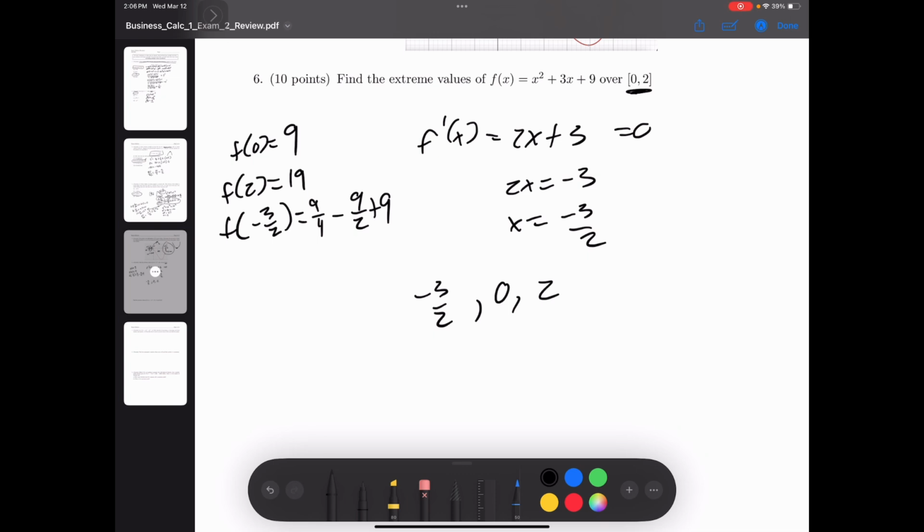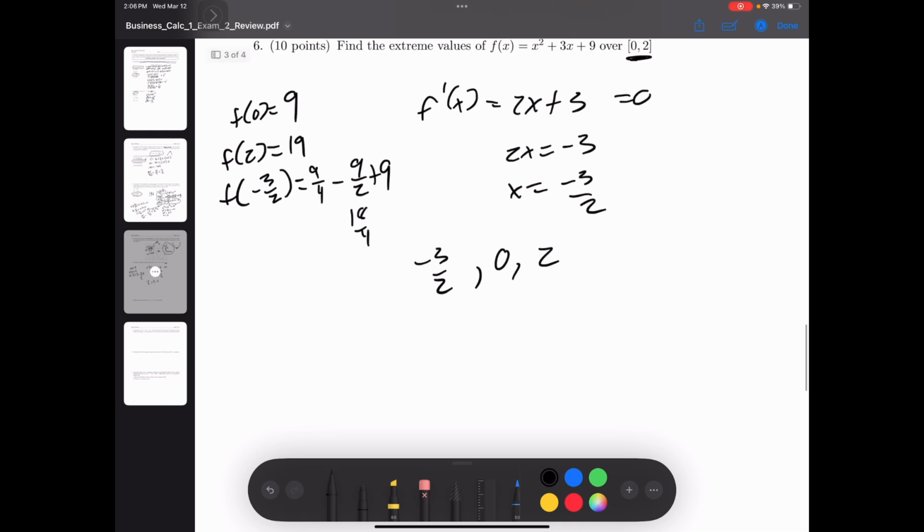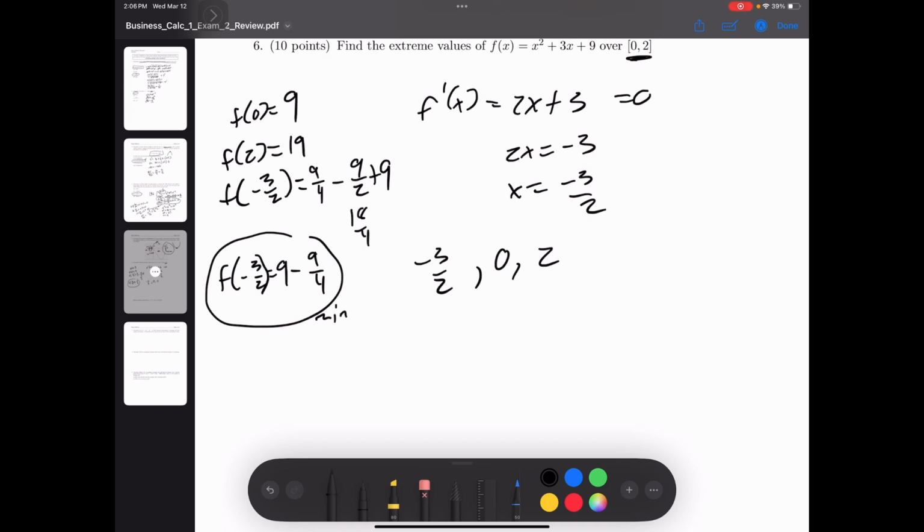9/4 minus 9/2, let's make them the same. So let's say this is times 2 times 2. This is 18 over 4. So 9/4 minus 18/4 is going to be negative 9/4. So we have f of negative 3/2 is equal to 9 minus 9/4. And so what we see is this is obviously the global minimum. And this one here is obviously the global maximum. And that's what we get for number 6.